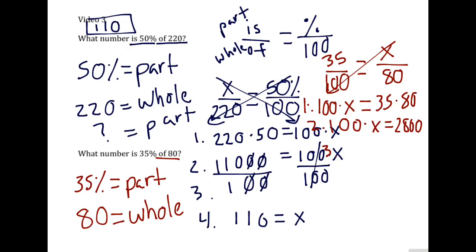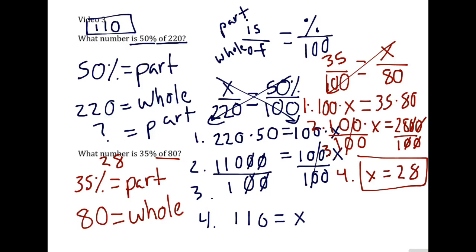Step 3, divide both sides by the number in front of x. 100 divided by 100 cancels out. 2,800 divided by 100: x equals, if I take away two zeros from the bottom and from the top, I get 28 divided by 1. 28 divided by 1 is 28. So, what number is 35% of 80? That number is 28. 28 is 35% of 80. So my answer is 28. Make sure you box in your answer.